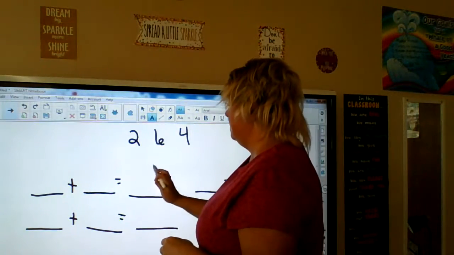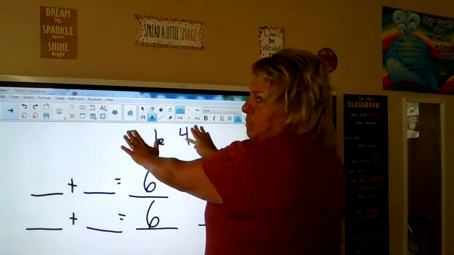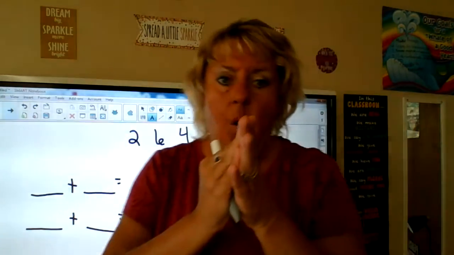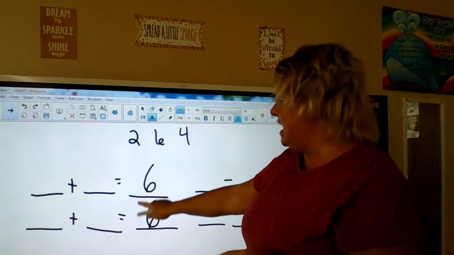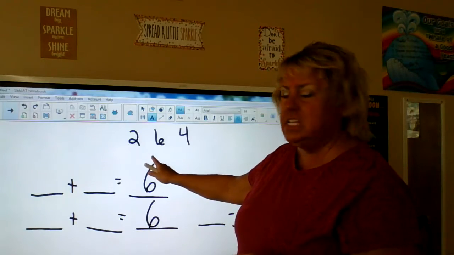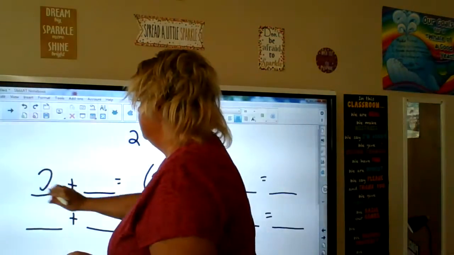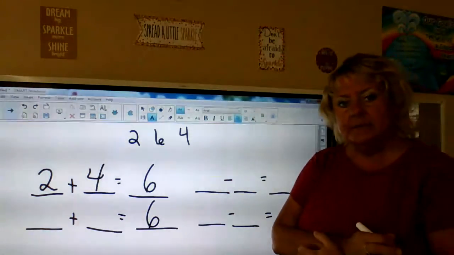You're right, the 6. So when we do addition, since we're taking the 2 parts and making them a whole, we start with the smaller numbers and we end up with the bigger number, the whole. So the parts to 6 are 2 and 4. 2 plus 4 is 6.